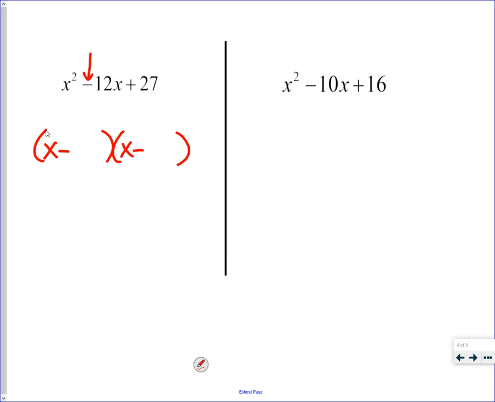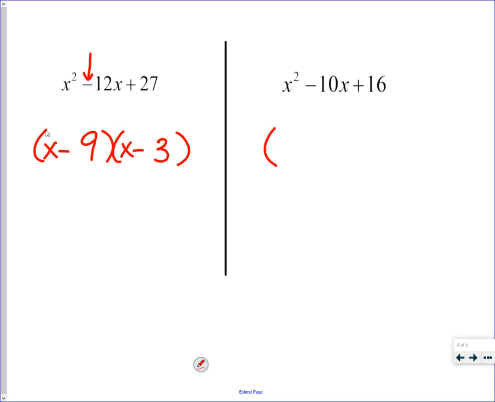Now, I need numbers that multiply to be 27. And remember, they're the same sign, so I don't care that they're negative. They're still going to add to be 12. So think about numbers that multiply to be 27, add to be 12. We don't have a lot of options for 27. I'm purposely picking, to start with, a bunch of problems that don't have a lot of options. 27 is going to be 9 times 3, or 1 times 27. 9 and 3 do add to be 12. So 9 here and 3 there, or the other way around, right? x minus 3 and x minus 9 would give me the same answer.